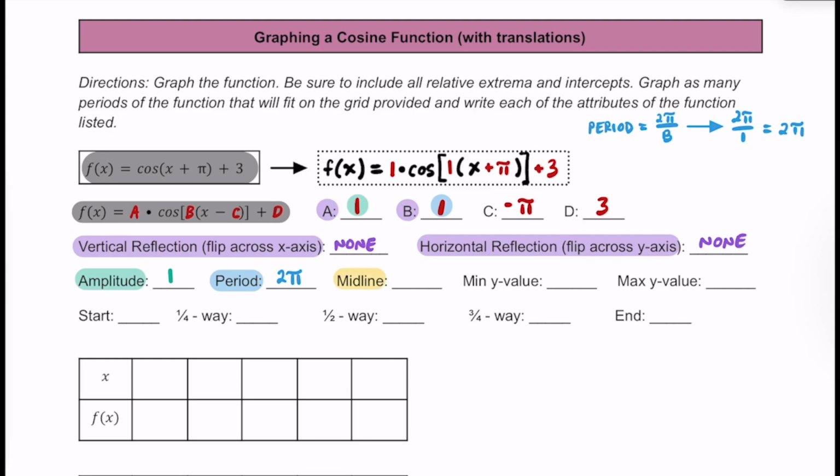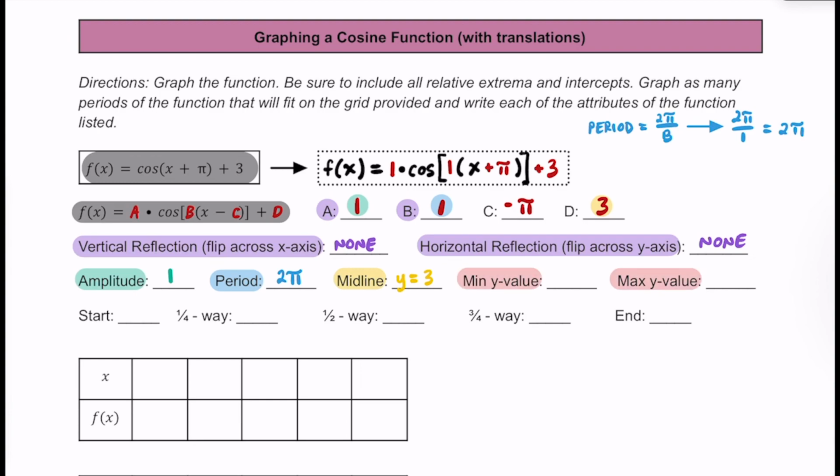Moving on to the midline, that's going to be affected by the value of d. So typically the midline is just going to be at y equals 0, or that horizontal line along the x-axis, but we have a positive value of 3, so that means this whole function is going to be moving up 3 units. So our horizontal line here for the midline is going to be y equals 3.